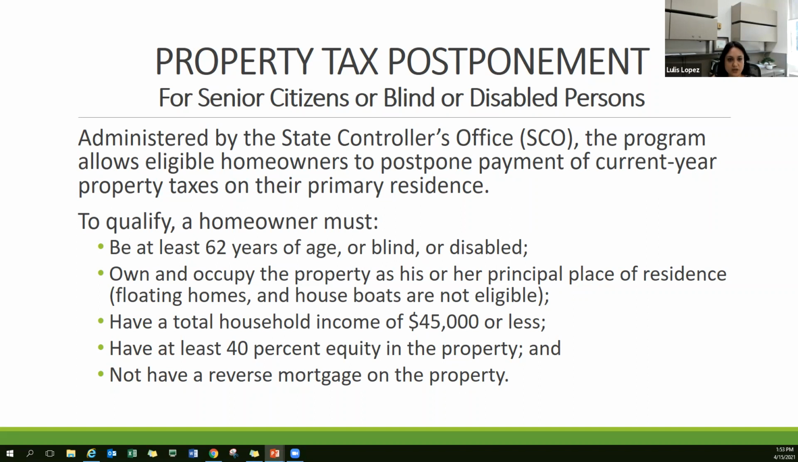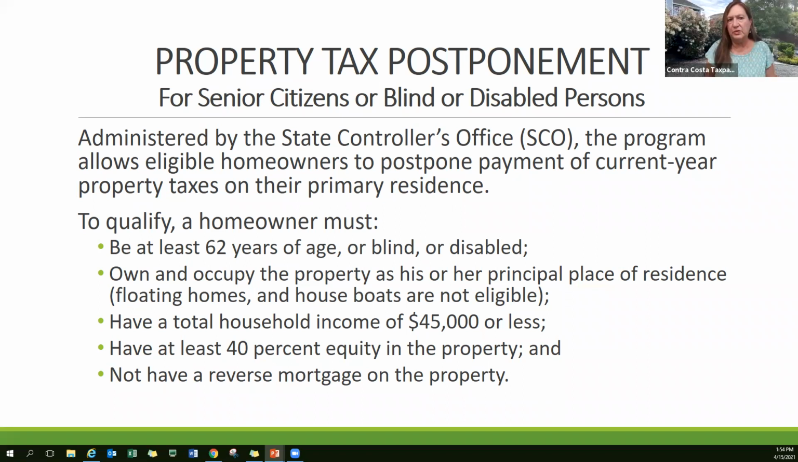There are certain requirements. They have to be at least, like it says, 62 years old, blind, or disabled; owner-occupied, primary residence; total income of less than 45,000; have at least 40% equity in the property; and not have a reverse mortgage. The state does check if they have prior year taxes. They will call our office. Even though they are delinquent taxes, the owner will be responsible for the delinquent taxes because the state does not pay any delinquent taxes.